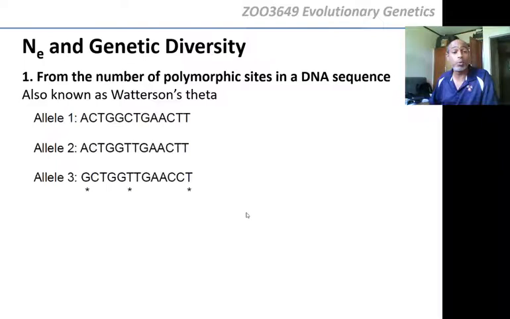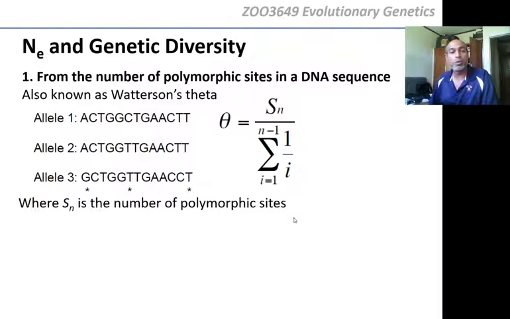Now say we have these three DNA sequences, and we have these different bases, and what we want to see is the average number of differences. Basically theta is the number of sites divided by the sum of 1 over the number of mutations. SN is the number of polymorphic sites. How do we do that? Before I put that up and cheat, let us actually work it out from the DNA sequence.